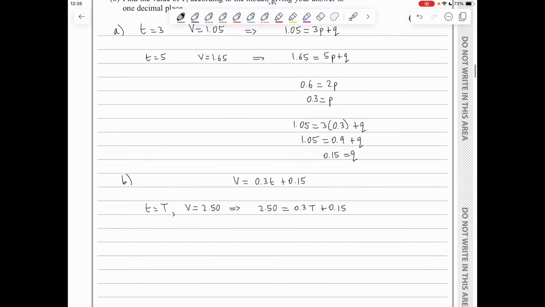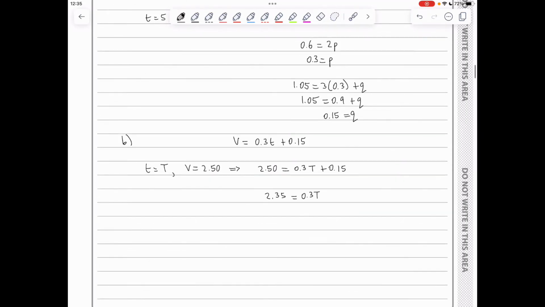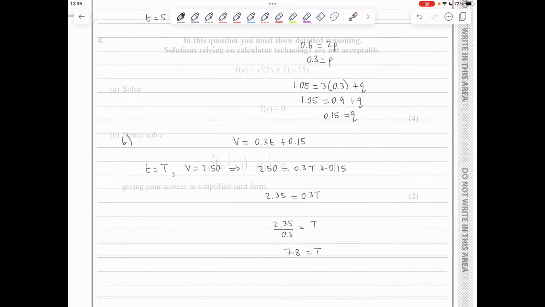I will deduct the 0.15, leading to 2.35 is equal to 0.3T. And therefore, if I divide the 2.35 by the 0.3, that should be giving me the value of capital T. Remember, we need to give this to 1 decimal place. It works out to be 7.8.